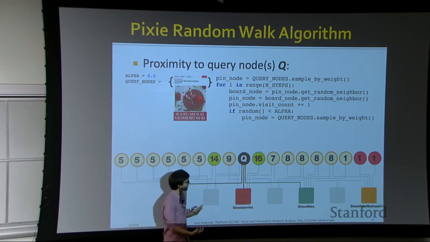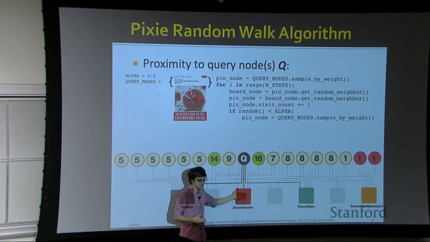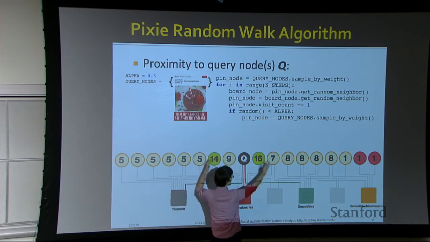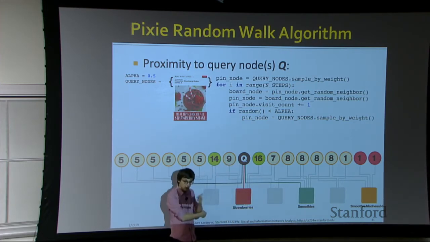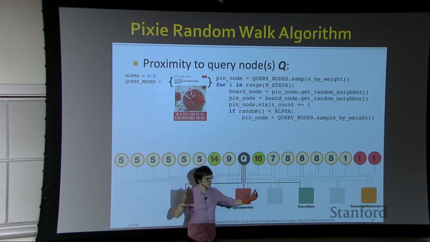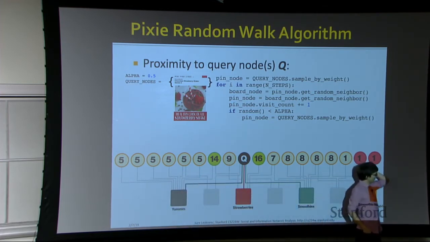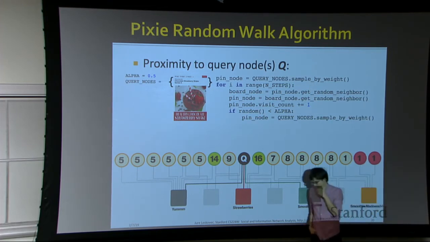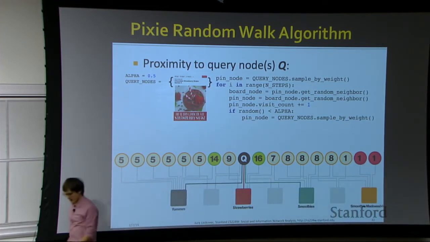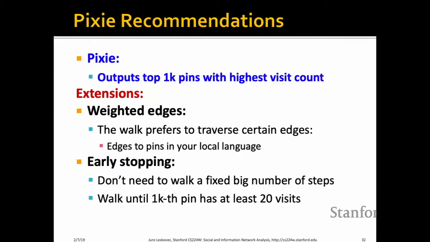So you don't care. All you care about is what are the nodes in the top 1,000. Because the random walk has this nice property that it stays local in the graph, the runtime of this algorithm does not depend on the size of the graph, right? Because you only visit the local neighborhood. And the other 4 billion nodes, we will never even visit them. So who cares, right? Because I only care about the top nodes, okay? So the idea is that now you can output the top 1,000 pins with the highest visit count.